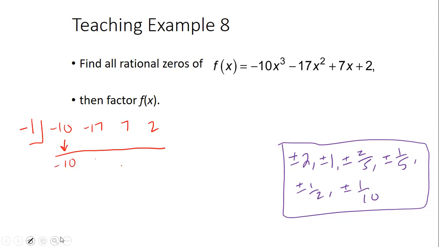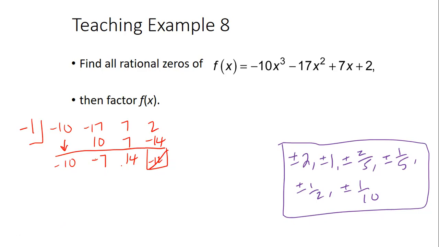It'll work with any of the numbers, and you've got to figure out which one works. These are your possibles. Exactly. All right. So remember, diagonally we multiply. Negative 1 times negative 10 is positive 10. Vertically we add. Negative 17 plus 10 is negative 7. Negative 1 times negative 7 is 7. 7 plus 7 is 14. Negative 1 times 14 is, and we end up with negative 12. Is it 0? Nope. So that means negative 1 is not a real 0.